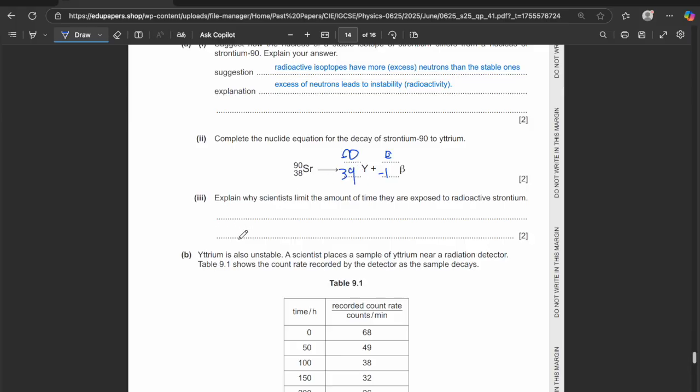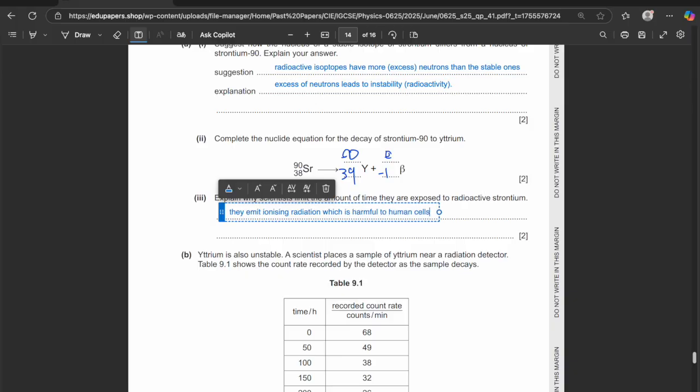3. Explain why scientists limit the amount of time they are exposed to radioactive strontium. Because it emits radiation, right? So this ionizing radiation can be harmful to human cells. So we can write something like: they emit ionizing radiation, which is harmful to human cells.